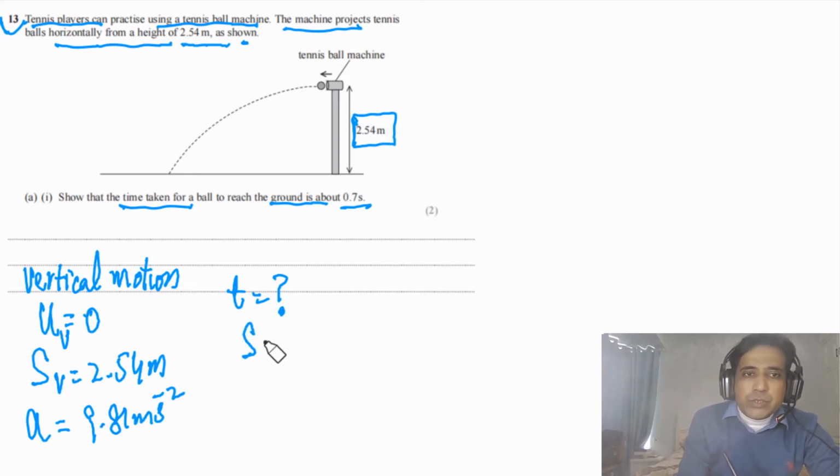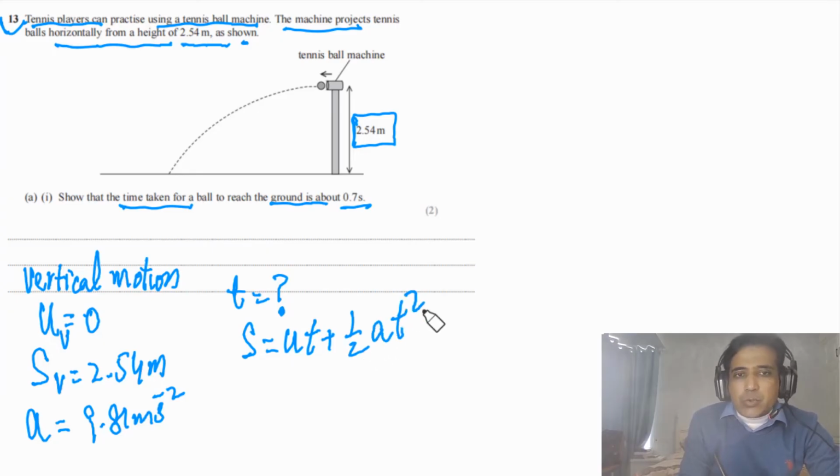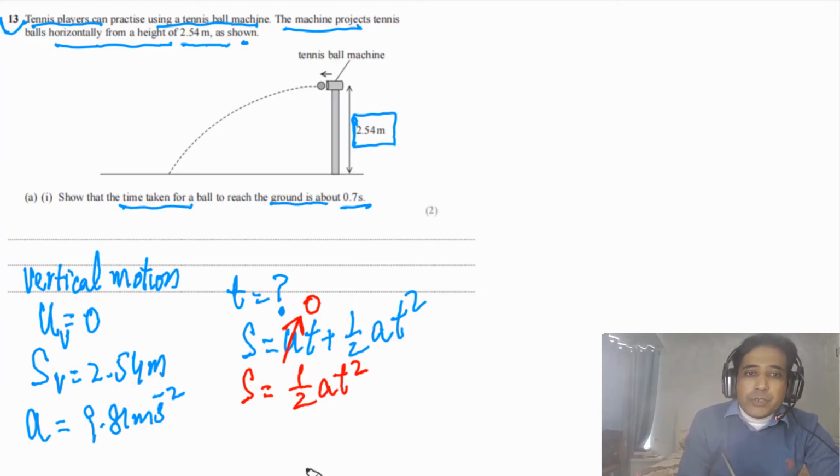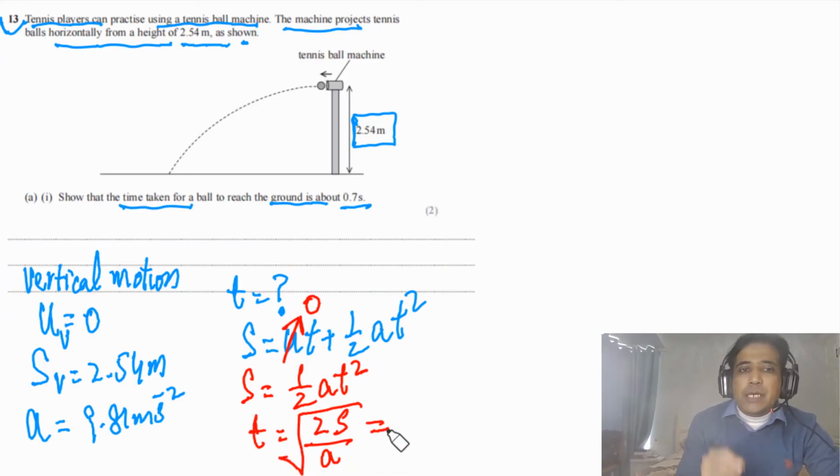Simply we can use s = ut + 1/2 at². Acceleration is constant, so that's the reason we can use this. Acceleration is only due to gravity; we are ignoring air resistance. Now we need to plug in values. Initial velocity is equal to 0, so this term will be 0. We are left with s = 1/2 at². We need to find t, so t will be the square root of 2s divided by a.